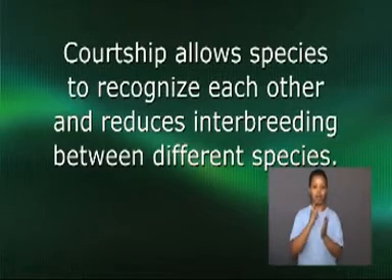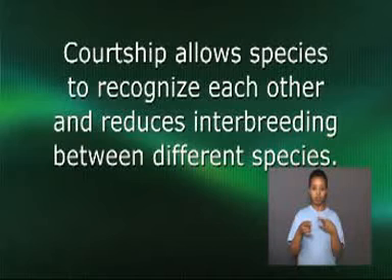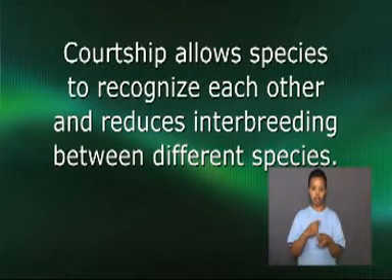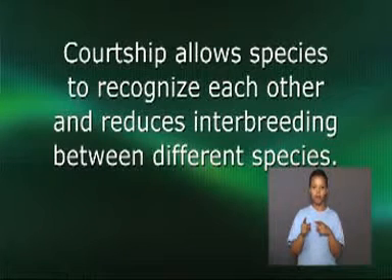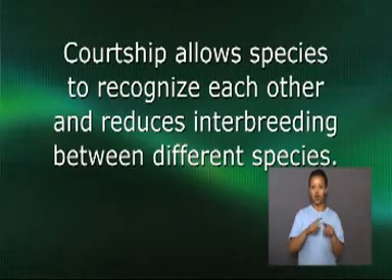Courtship enables members of a species to recognize each other and reduces the attempts at interbreeding between different species. Animals communicate with one another to initiate courtship and their mating intentions. Students, since animals cannot communicate with one another like people can, what are some ways you think they might communicate? Share your ideas with your classmates.